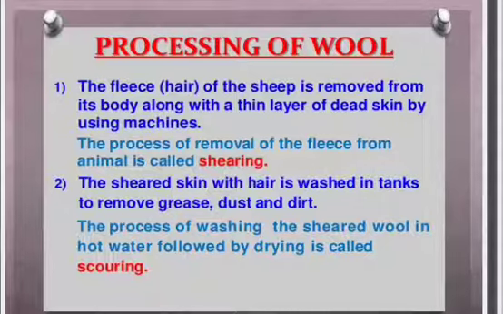The process of removal of the fleece from the animal is called shearing. The sheared skin with hair is washed in tanks to remove grease, dust and dirt. The process of washing the sheared wool in hot water followed by drying is called scouring. So firstly, the process of shearing takes place. Here, the fleece of the sheep is removed with the help of machines. Then in the second step, the removed fleece is washed in hot water and then dried. This step is known as scouring.